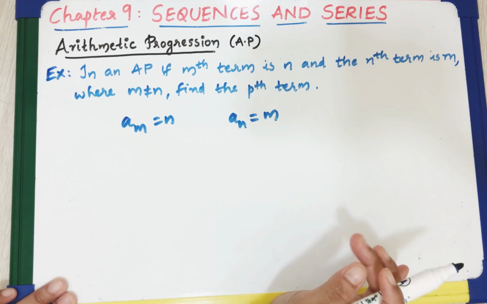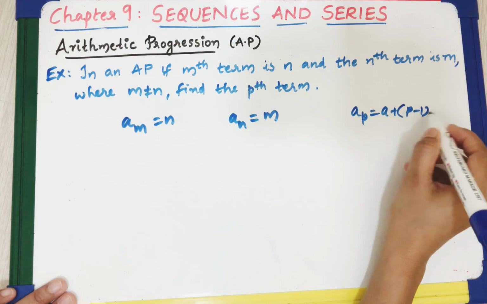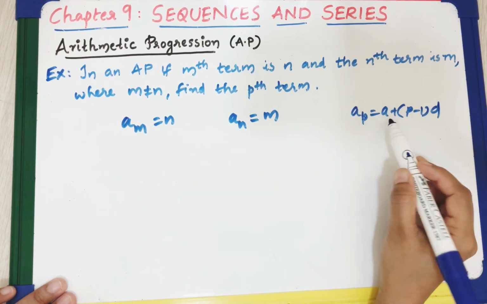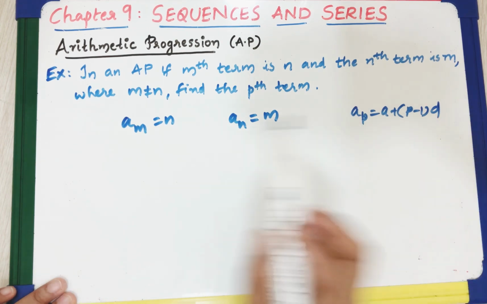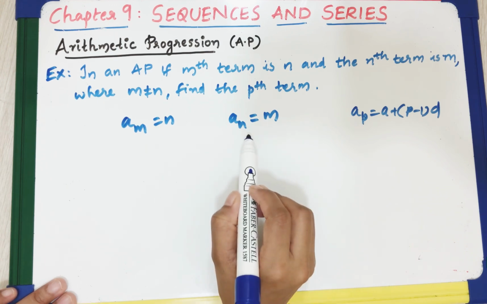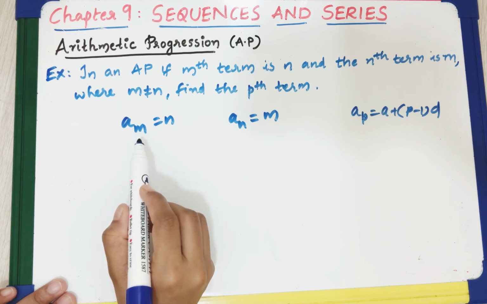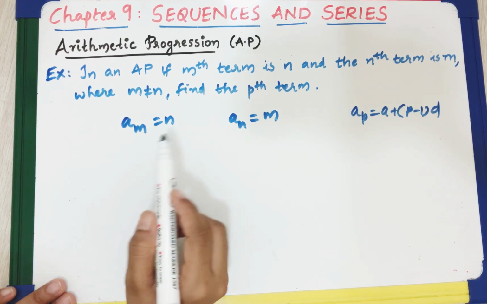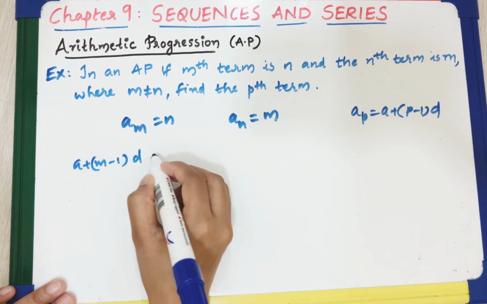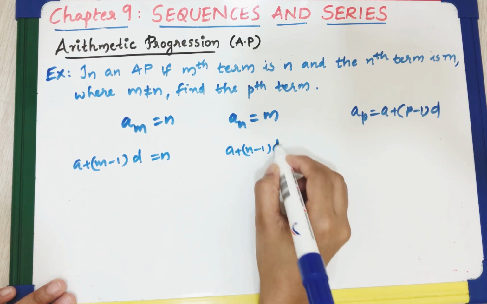What is the pth term? ap is equal to a plus p minus 1 into d. So, to find the pth term, we need the first term a and the common difference d. We are given the mth term and the nth term. From this, we can obtain the first term and the common difference. What's the formula for am? The mth term is equal to a plus m minus 1 into d. That is, a plus m minus 1 into d is equal to n, and a plus n minus 1 into d is equal to m.